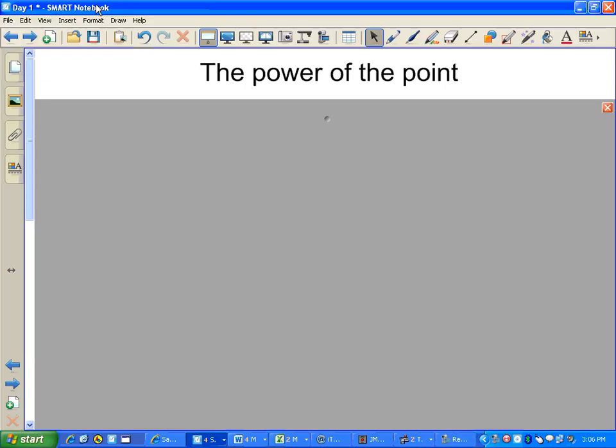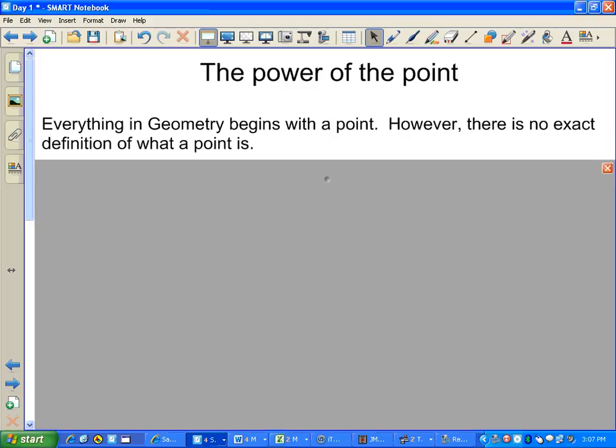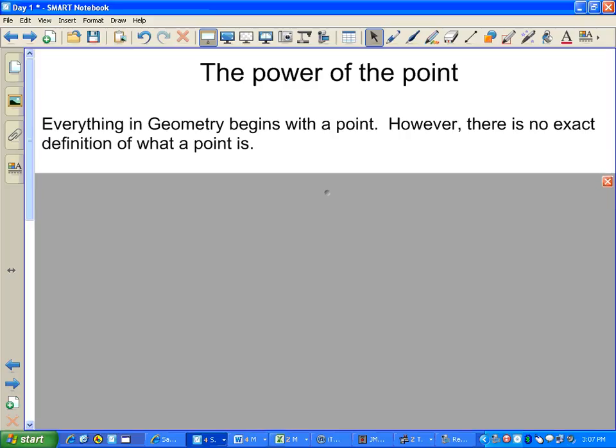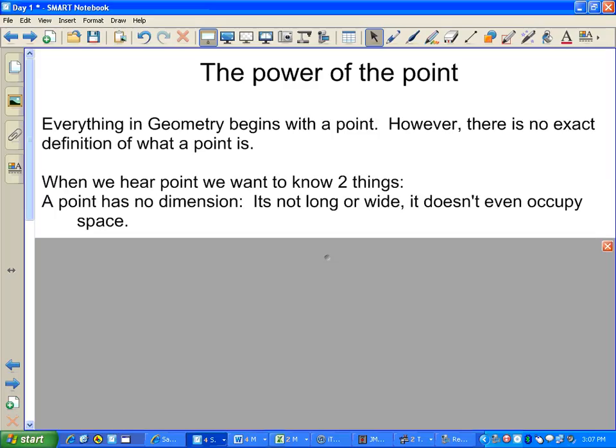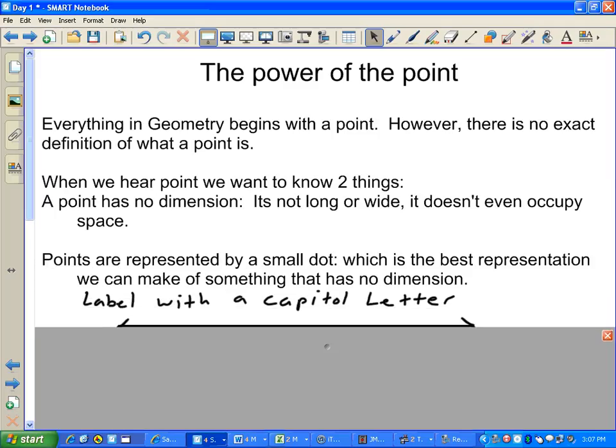Okay, as we start geometry, everything that we end up drawing, any pictures, we always start with a point, and actually everything that we end up drawing is made up of an infinite number of points. So we're going to talk about points and what they are and a brief description of them. There's not an exact definition of what it is, but there are some properties that we can go through.